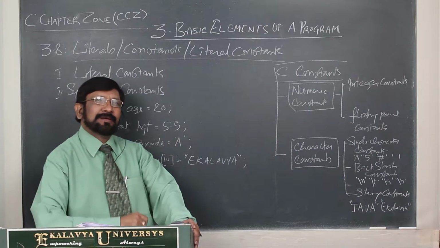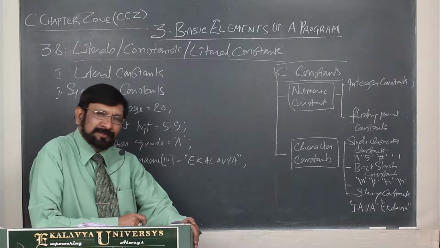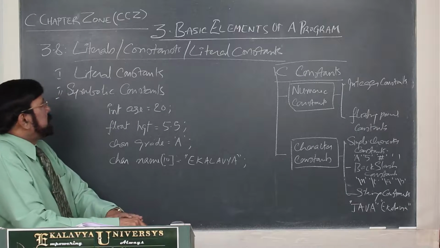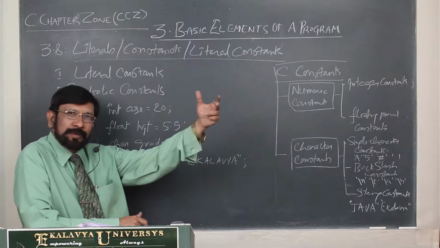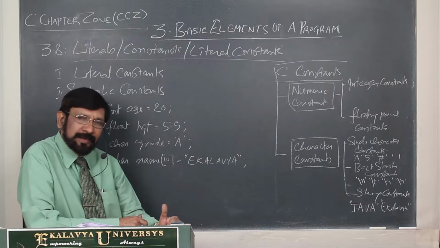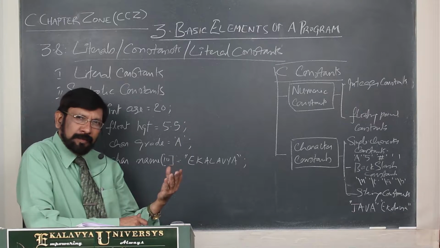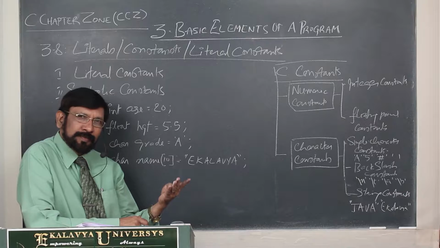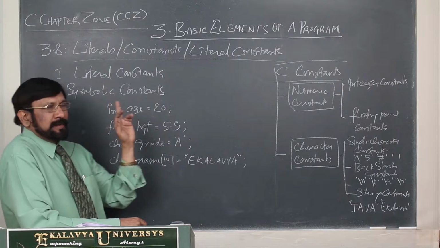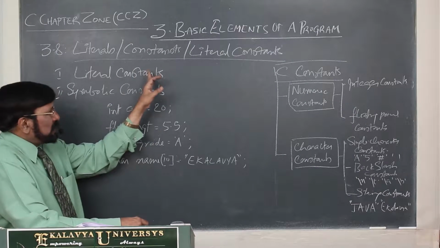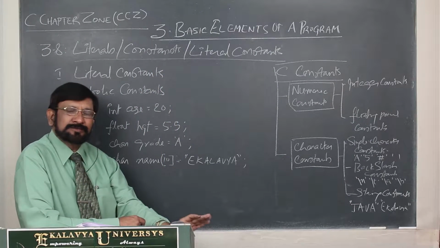Hello friends, now let us take up the 8th concept, 3.8 Literals. This is the third group in program tokens. Already I explained about keywords and identifiers. This is the third one. These are called literals or constants or literal constants.